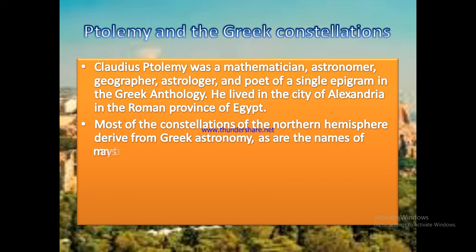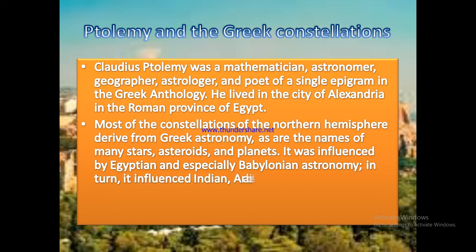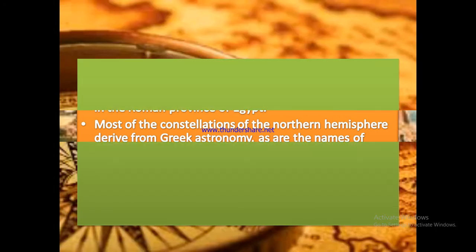Most of the constellations of the northern hemisphere derive from Greek astronomy, as do the names of many stars, asteroids, and planets. It was influenced by Egyptian and especially Babylonian astronomy. In turn, it influenced Indian, Arabic, Islamic, and Western European astronomy.